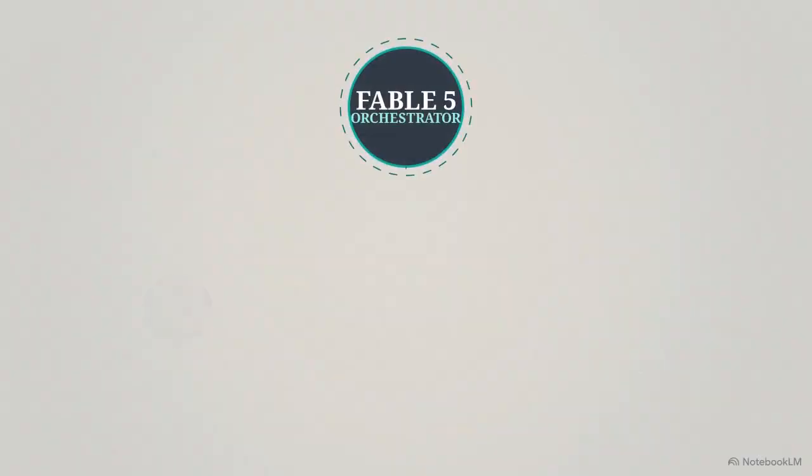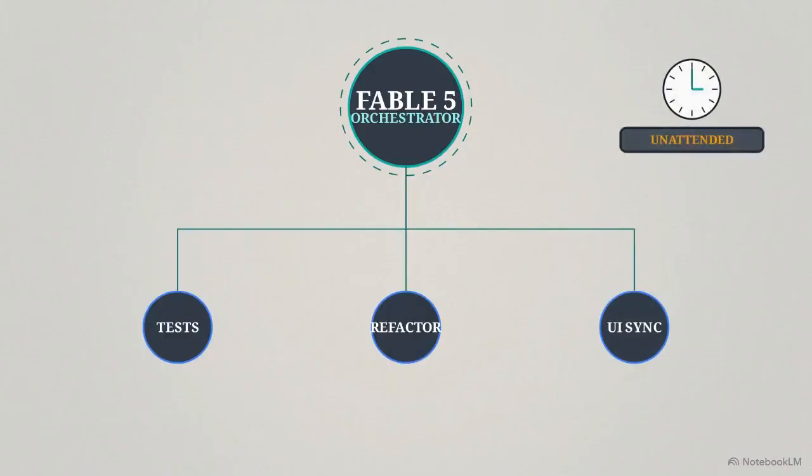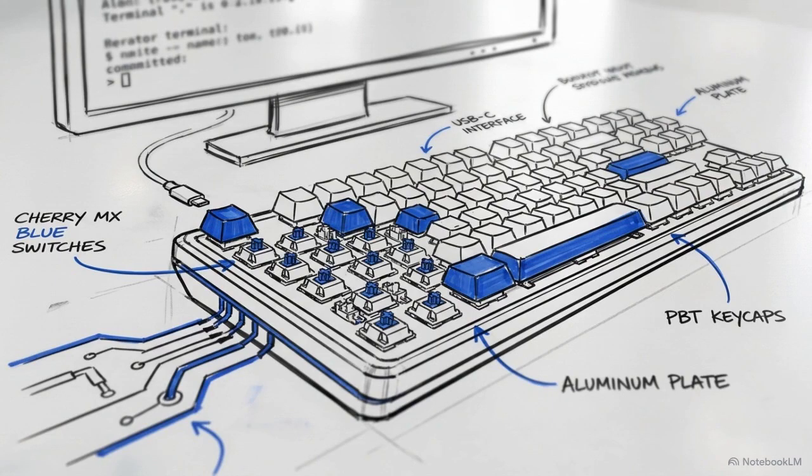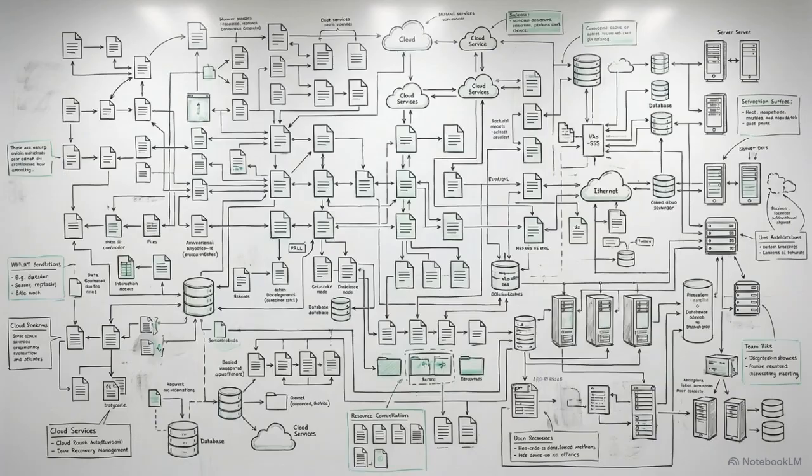Fable 5 executes long-horizon autonomous work, multi-stage projects that can run unattended for hours or days at a time to reach a complex goal. To deploy it today, you need an active Pro, Max, or Team subscription, access via the Anthropic API or Claude Code, and a codebase large enough to actually require this level of engineering power.